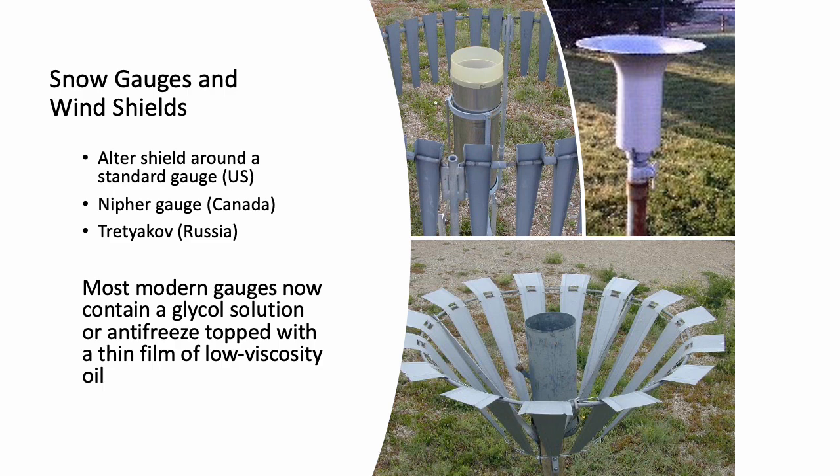Most of these gauges include some sort of antifreeze, a glycol solution of some sort, topped with a thin film of oil. The reason you have both of those in there is the glycol solution, or antifreeze, keeps the moisture from refreezing, so if you get rain in there, it's not going to refreeze. And then the thin film of oil on the surface keeps it from evaporating.